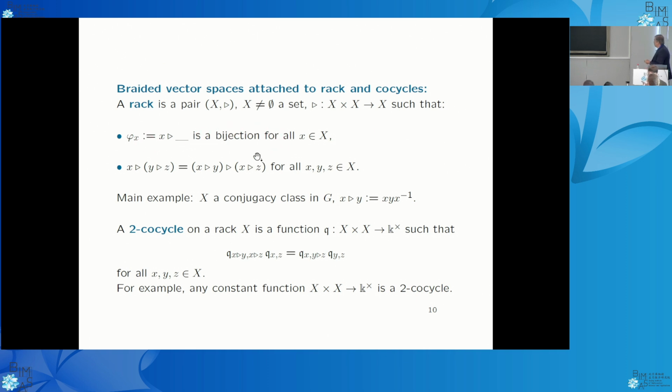The main example of a rack is a conjugacy class of a finite group, or of a group G, with the conjugation operation. One reduces to racks because the same rack could appear as a conjugacy class in many finite groups, and then by some economy criterion, it's better to just focus on racks. To construct a braided vector space, which is a solution of the braid equation, or if you prefer, the quantum Yang-Baxter equation, you need a second ingredient, which is a cocycle.